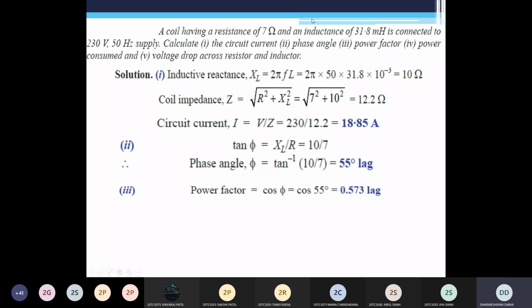See here, I is equal to what? V by Z. V is what? RMS value. Clear? Here your circuit has not only a resistor. That circuit has inductance also. So we write the impedance, not R only. Clear? That's why we write I is equal to V by Z. If your circuit has only resistance, this 7 ohm, then you can write VRMS divided by R. Clear? But this circuit has a resistor as well as an inductor. Both are connected in series.